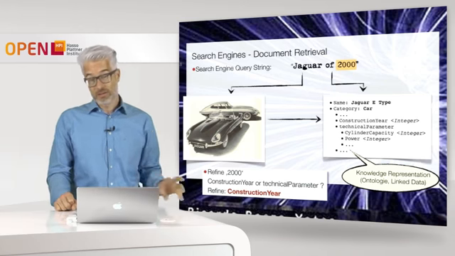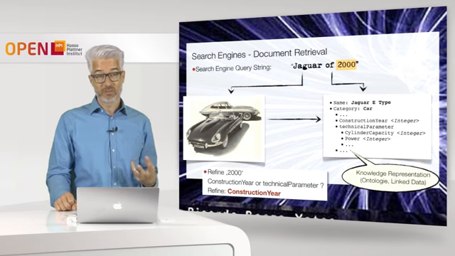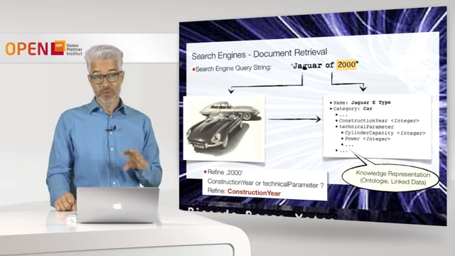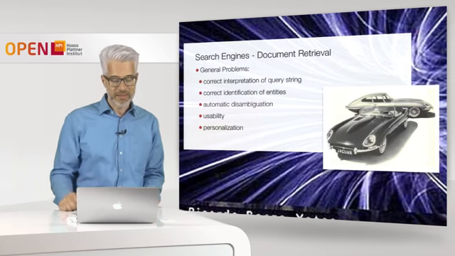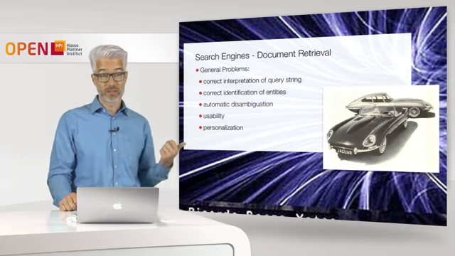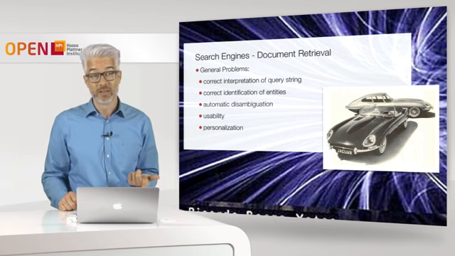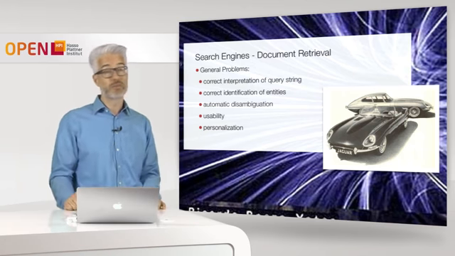So you see here, although sufficient semantic information is available, this process, document retrieval, stays complicated and difficult. So there are general problems. For example, you have to interpret the query string of the user correctly without boring the user, of course, if you always ask, did you mean that or did you mean this?